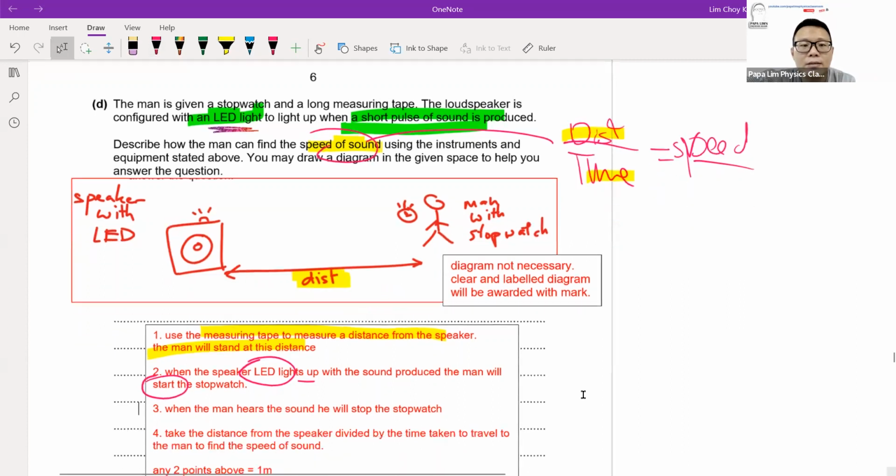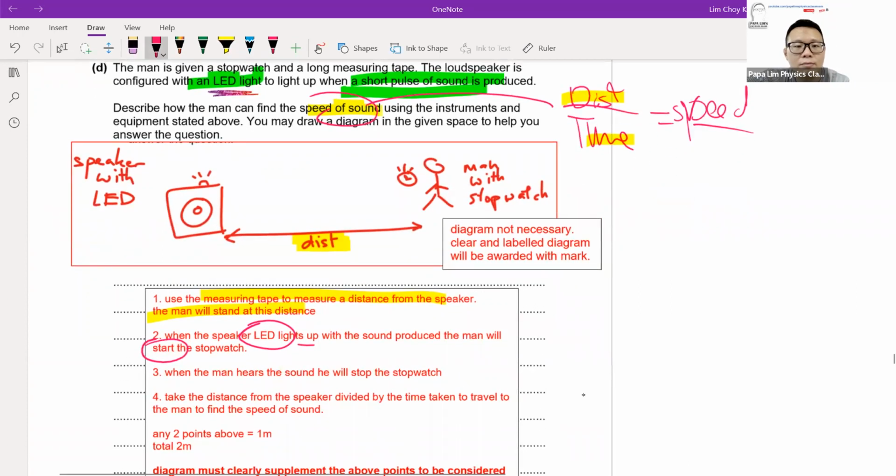Then when I hear the sound, I will stop my stopwatch. This is quite straightforward. So students, you have to be careful about why I give you an LED light. The LED light has a purpose. The purpose is to signal to the timer that the sound has been emitted. This is one of the primary things that you have to take note of in the questions given.